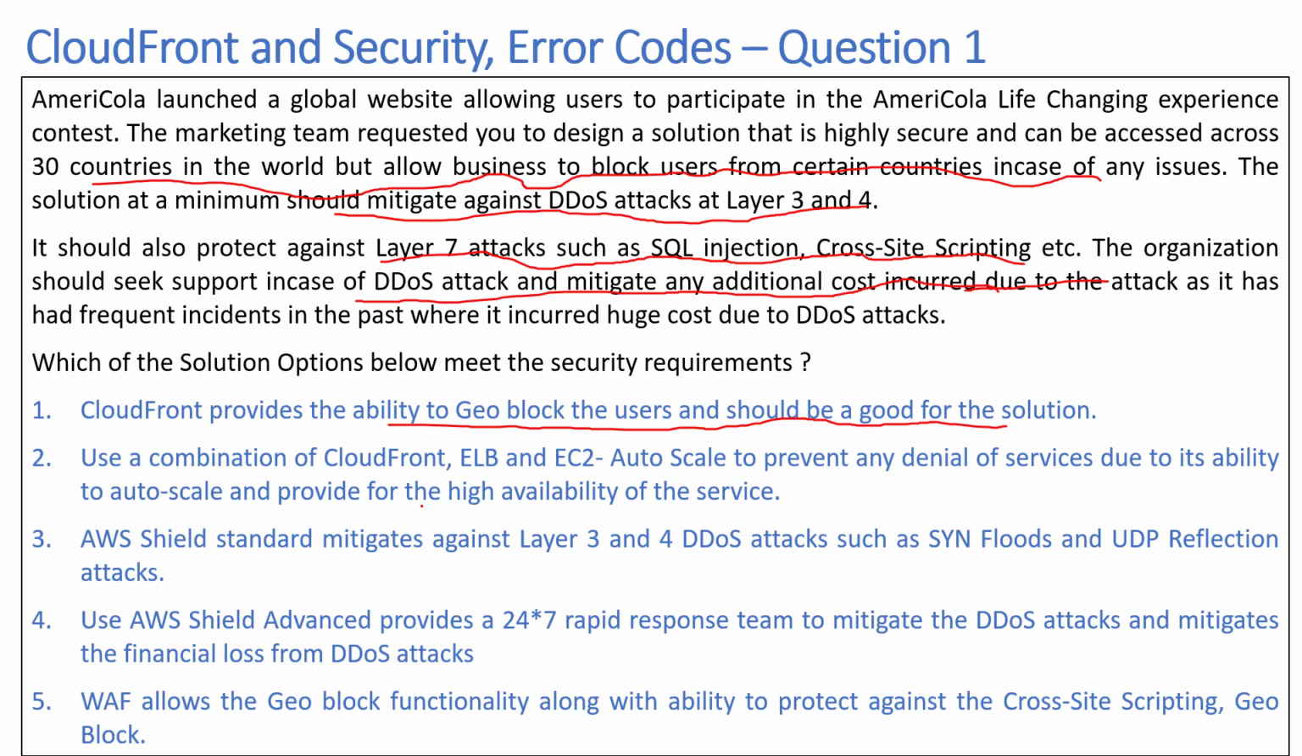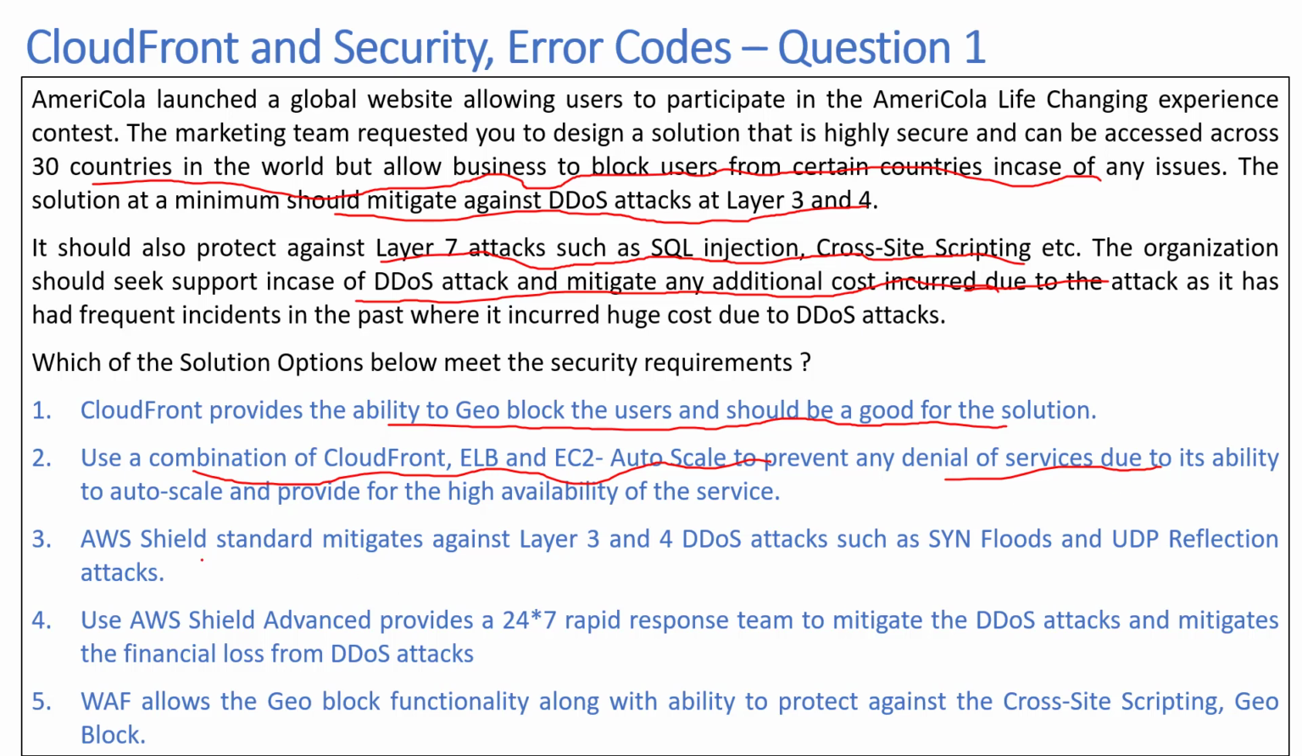Now let's look at the other options that we have. Use a combination of CloudFront, ELB, EC2 autoscale to prevent any denial of services to the end users. Yeah, you can do that. I mean, in a sense, CloudFront, ELB, EC2 and autoscale. If there is a large scale DDoS attack, you can increase your server capacity and your genuine users might not get denial of services. So that's a possible option, but it's not a perfect option because then you're going to incur a lot of costs.